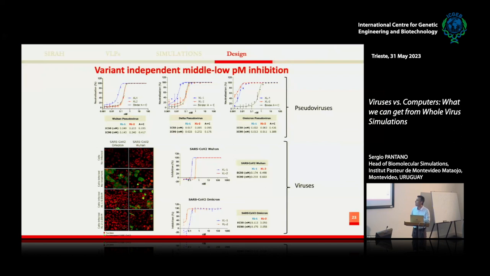Actually, in the case of Omicron, it really goes to a few picomolars, and we think this is because of the ability provided to the molecule by the multiplicity of targets. So eventually, once one is bound, and then eventually it detaches, then there's always another one ready to do that.